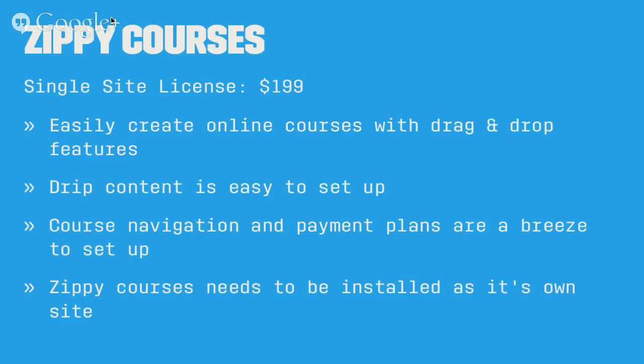of payment plans. And so the only thing that I didn't like about Zippy Courses is that it needs to be installed on its own site, its own installation of WordPress. So that basically means that you have to have two sites. You may want to have membership.yourwebsite.com, and you get set up that way, but then you have to manage two different sites and two different backends and things like that. And that just really didn't appeal to me, because I like to have everything in one site.